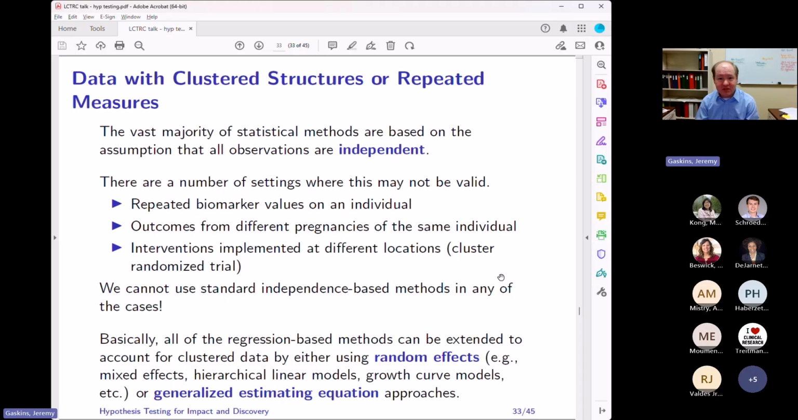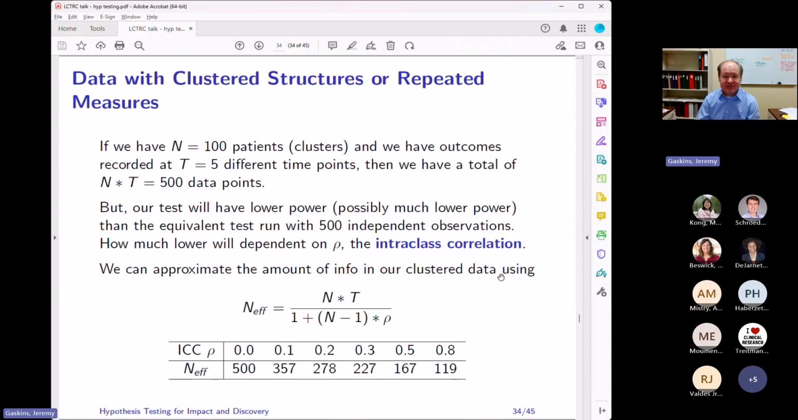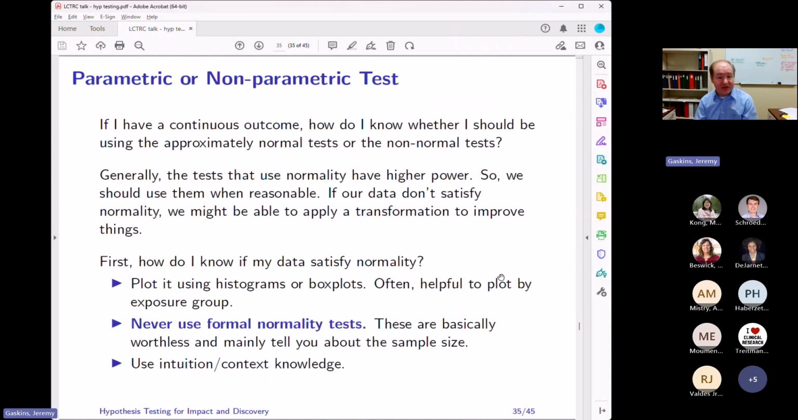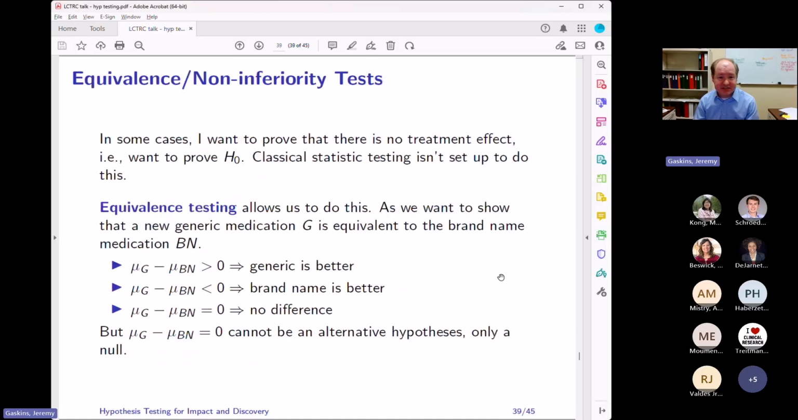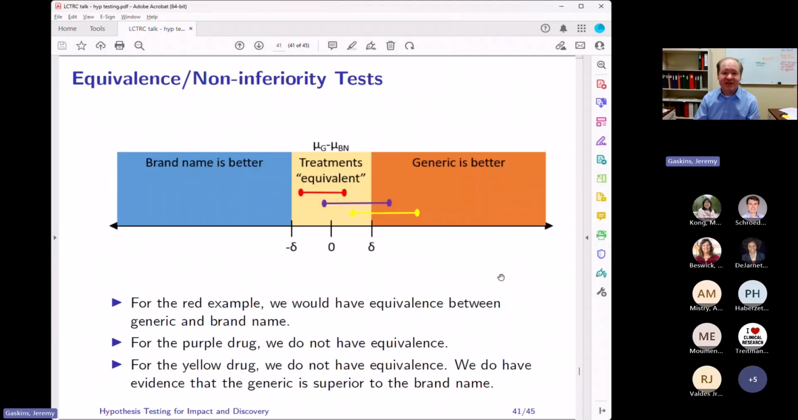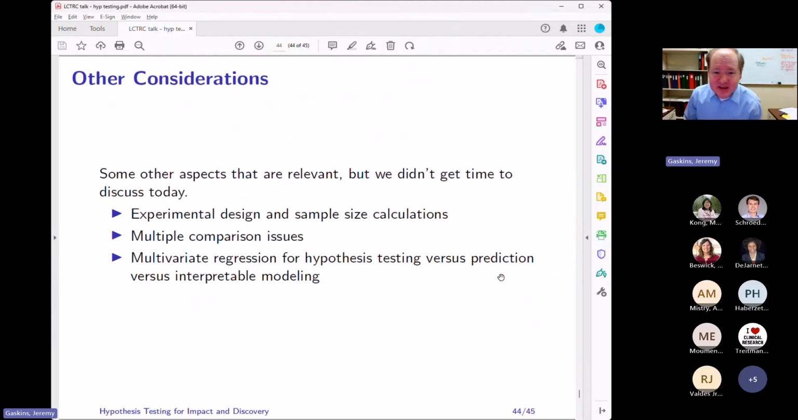Okay, so I think we'll skip the clustered data stuff. I think we'll also skip parametric and non-parametric. I think we'll share these slides, and then I was going to say a little bit about equivalency trials. And then let me get to the other slide, which was things that I already knew I wasn't going to get to that are also important, right?